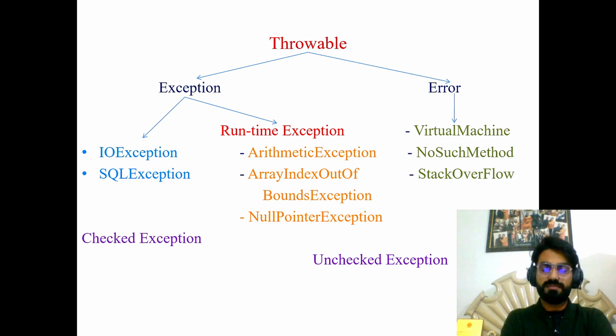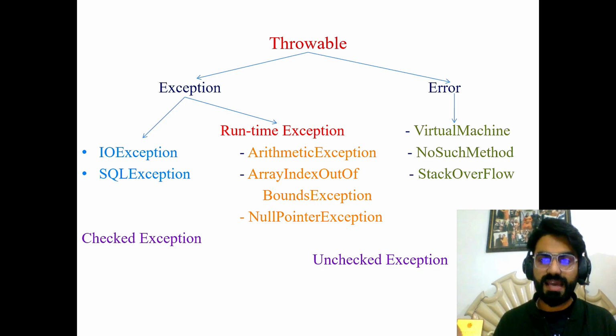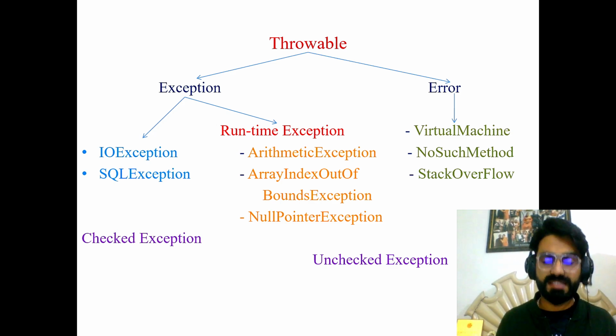Okay. So let's start from the top. Throwable. Throwable has two different subclasses, which are exception and error. Exception is further divided into two different sets. One is your checked exception, another one is your unchecked exception. Many people actually get very confused. What is a checked exception? What is an unchecked exception? And how to remember all these? Like this set comes under checked, this set comes under unchecked.